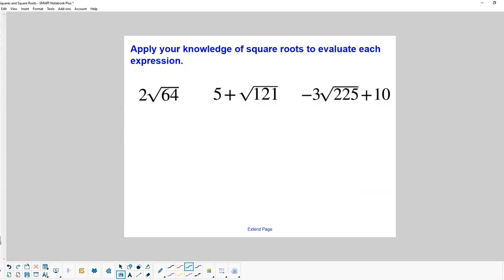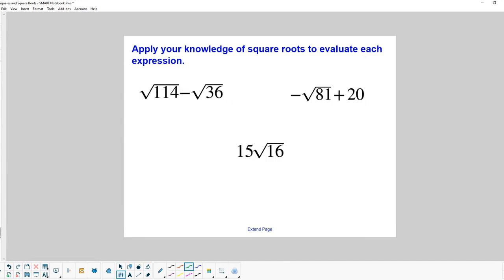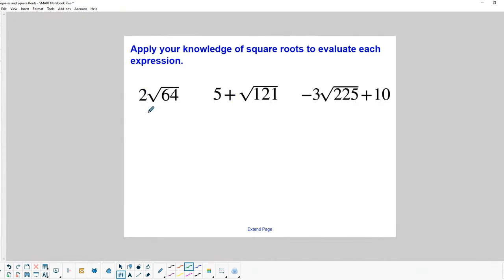Okay, what if you have the same kind of thing with a couple of problems that look like this? Well, first of all, in this first problem, we're going to do the square root of 64, which is just 8. Then we're going to multiply it by 2. So that gives us a total of 16. Not bad, right? How about the square root of 121? Well, that's just 11. So then we can take that 11 and add it to the 5 that was out in front. 5 plus 11 is just 16.